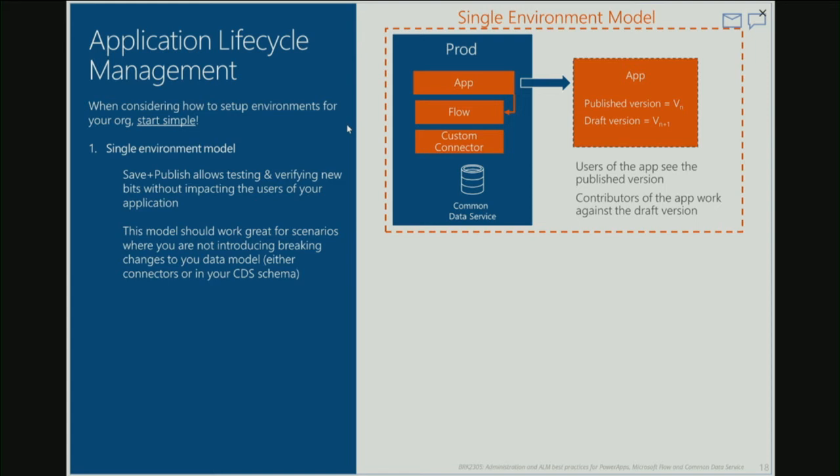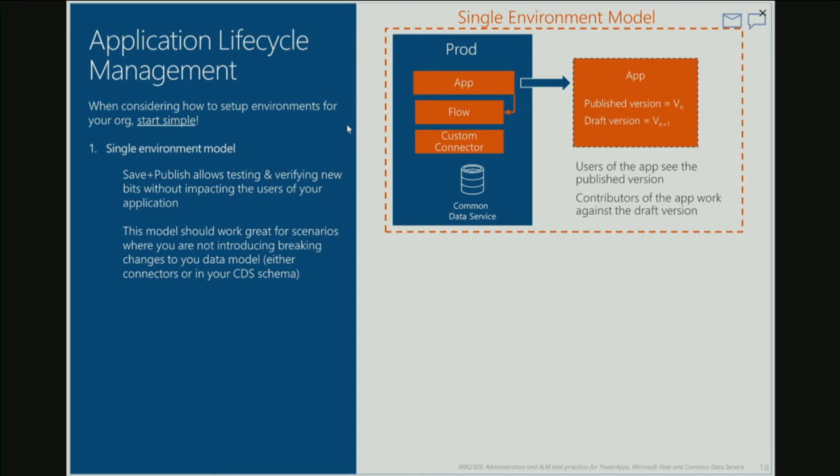And one is the single environment model. The single environment model really depends on the type and the complexity of the solution that you're trying to build. So if you're building an application and you're updating that application or that flow for that matter, where the data model underneath the scenes isn't changing, you're not introducing breaking changes. So it's leveraging an additional custom connector, or you're building it on top of CDS and your schema isn't changing. In this mode, you really can iterate and update your app in production.